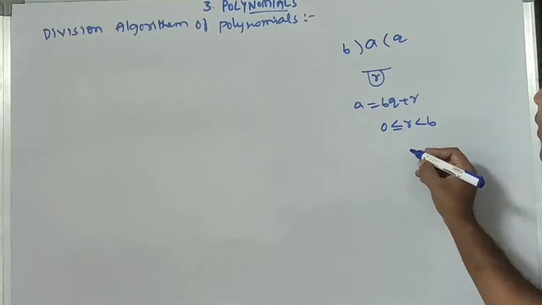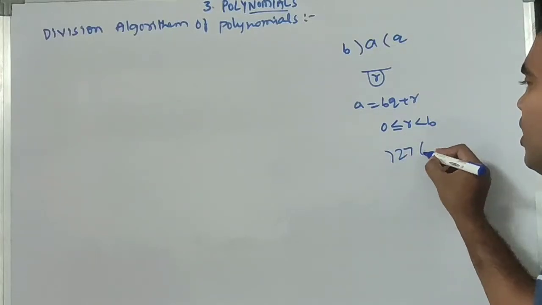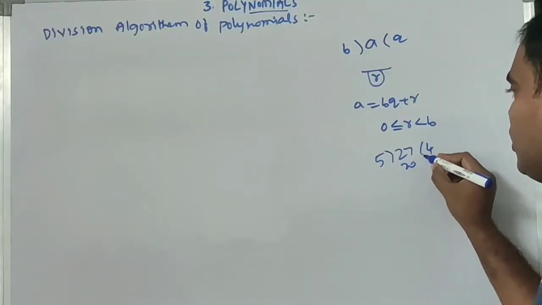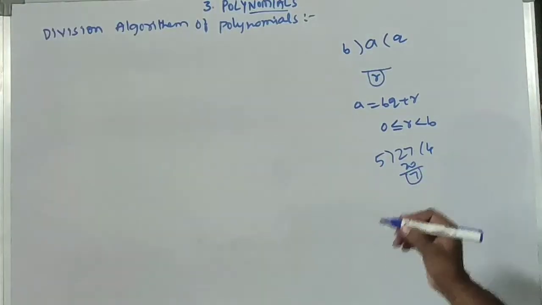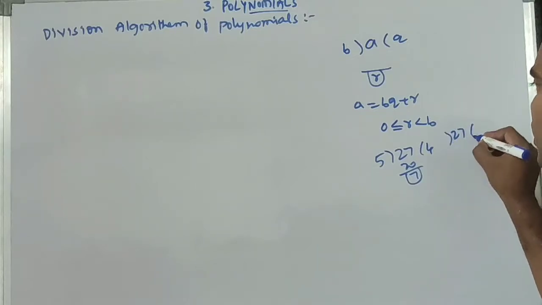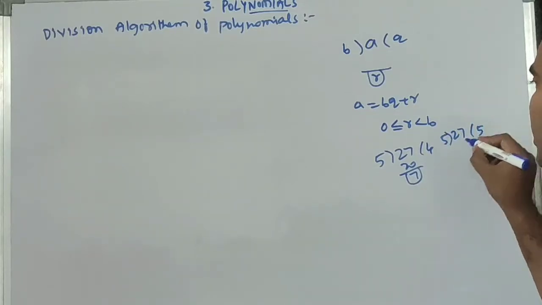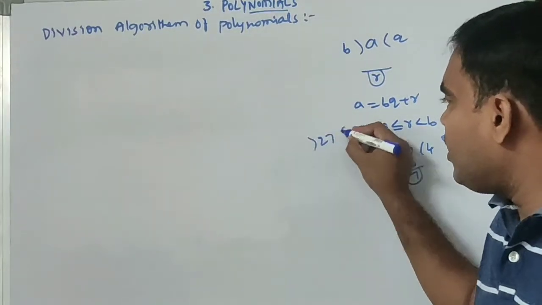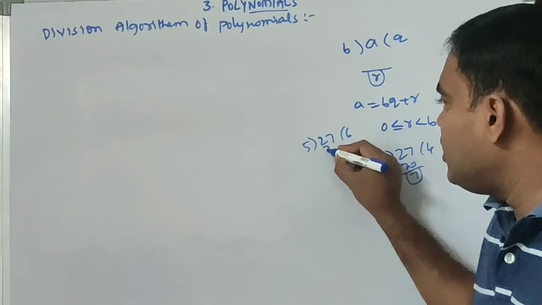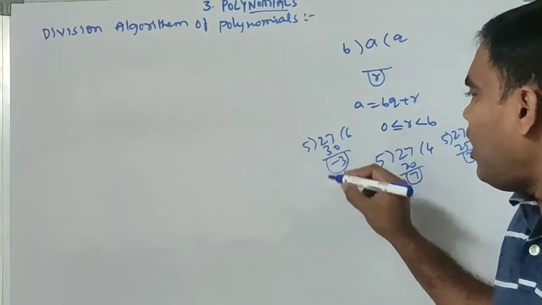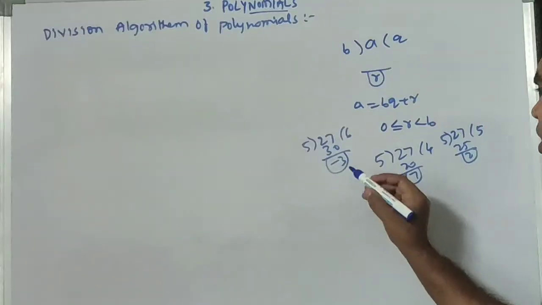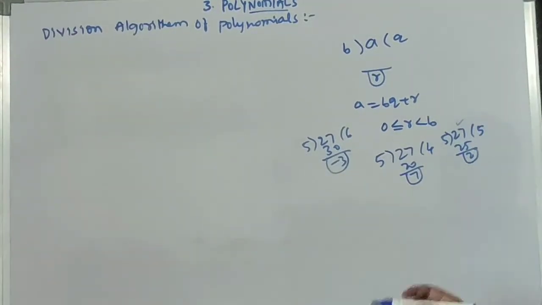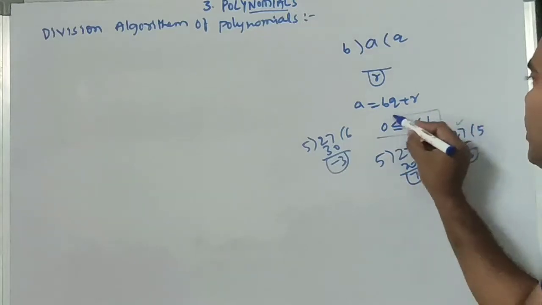For example, if we are dividing 27 by 5: 5 into 4 is 20, so here we got remainder 7. Again, dividing 27 by 5: 5 into 5 is 25, remainder 2. Again, 5 into 6 is 30, remainder minus 3. So the remainders are 7, 2 and minus 3. Only the one that satisfies Euclid's division lemma is possible.